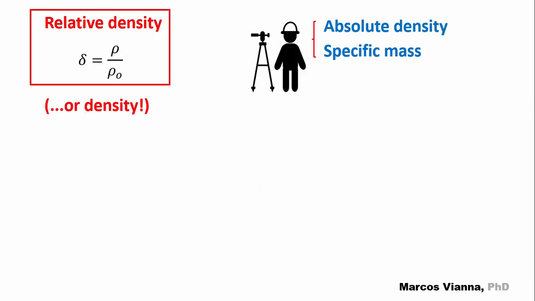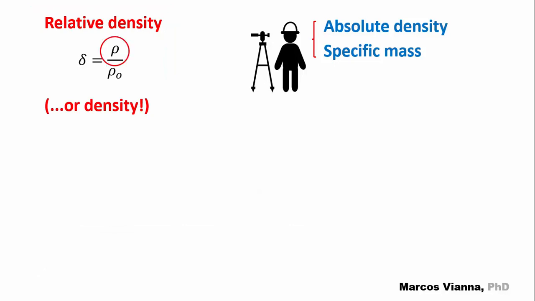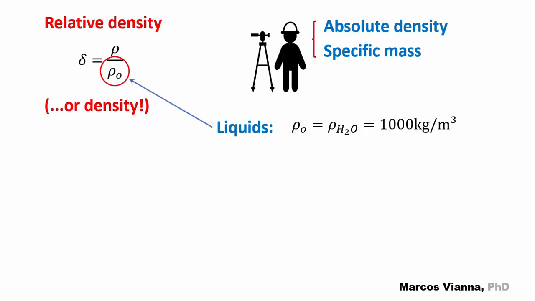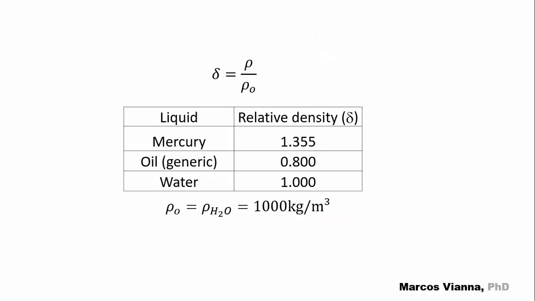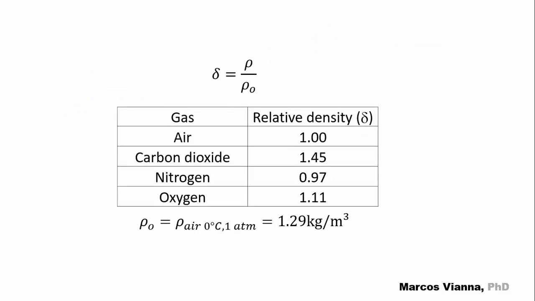That's because they save the term density for relative density, which is the relationship between the density of a fluid and the density of a substance taken as reference. In the case of liquids, water at 4 degrees Celsius is the reference, and in the case of gases, air at 0 degrees Celsius and 1 atmosphere is the reference. In many cases, the term specific gravity is used, especially for liquids. Here are the relative densities of some liquids, and here are the relative densities of some gases.